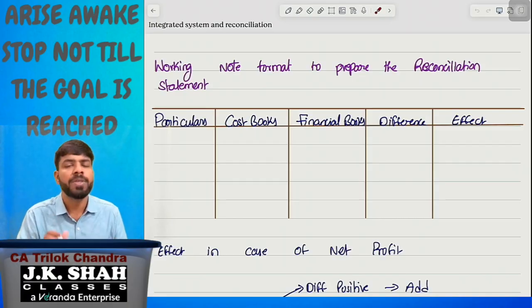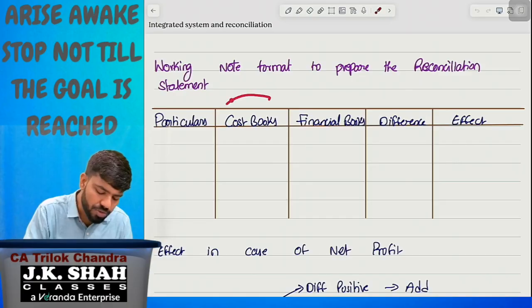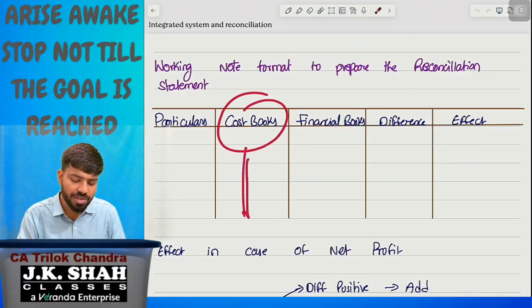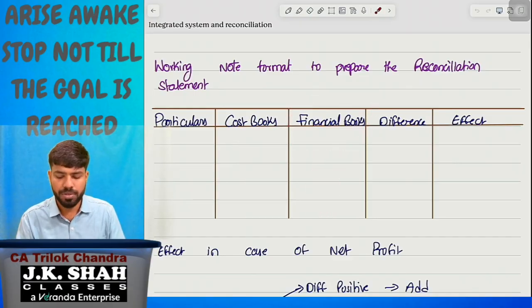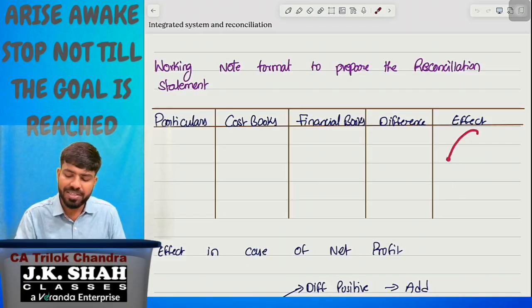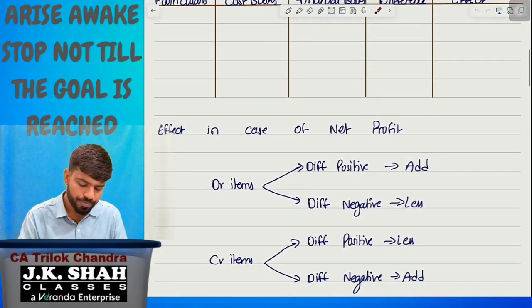Let me assume that you are starting with the cost books. So first you write the values according to cost books and values according to financial books. You will get the difference. And then we'll discuss the effect. It's very simple.